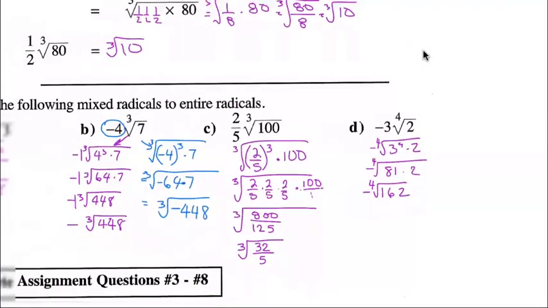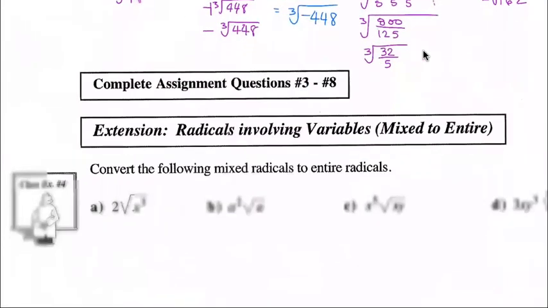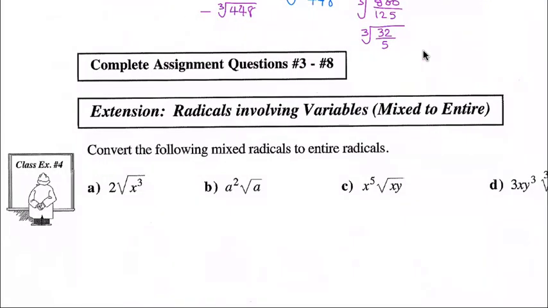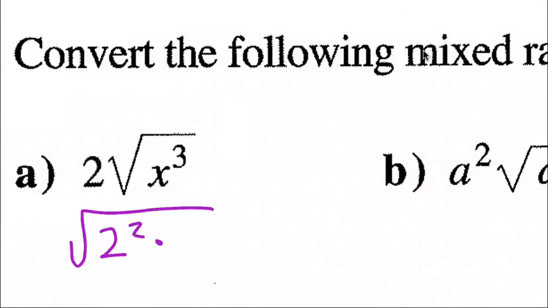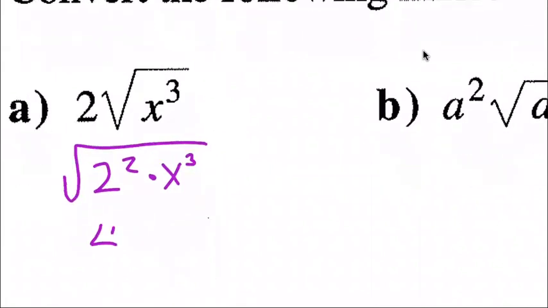And then, of course, we can play with variables too, right? So there's some variables coming. Convert the following mixed radicals to entire radicals. This is square root. So this going back inside is going to be 2 squared times x cubed. Well, 2 squared is 4 times x cubed, and you'd be done.